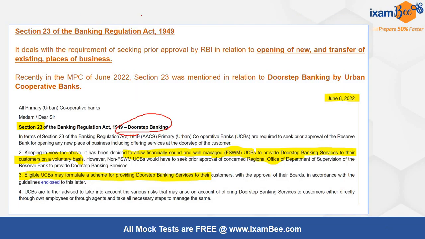with doorstep banking. It deals with the requirement of seeking prior approval by RBI in relation to the opening of new and transfer of existing place of business. So as per the Act, if a bank has to open a branch or any office, they have to take RBI approval, but RBI has liberalized this policy and given that discretion to the banks. Section 23 was mentioned in relation to doorstep banking by Urban Cooperative Banks recently.